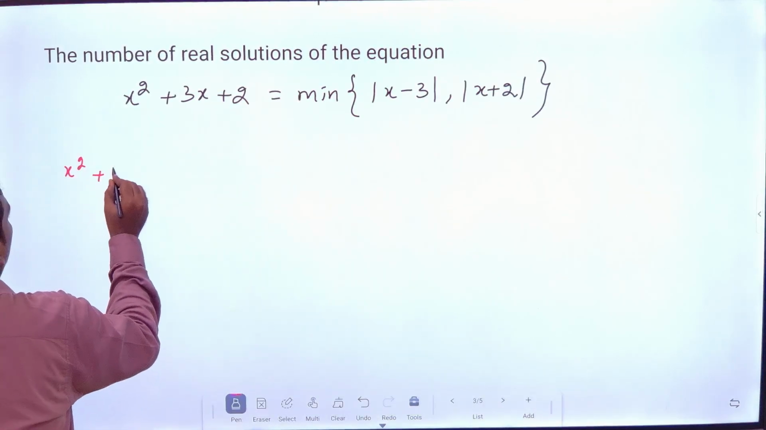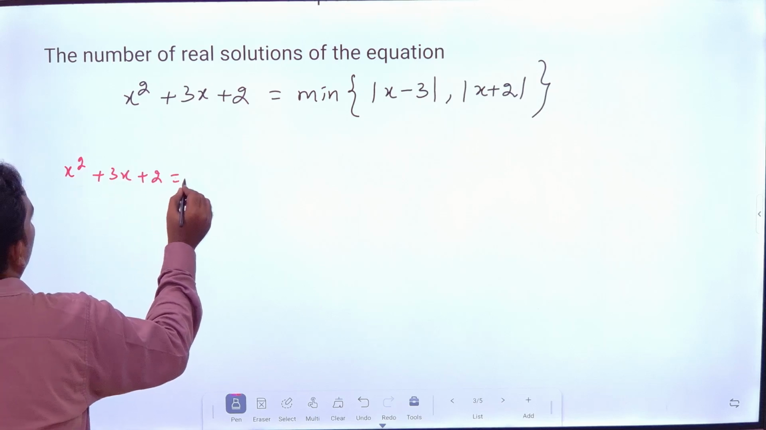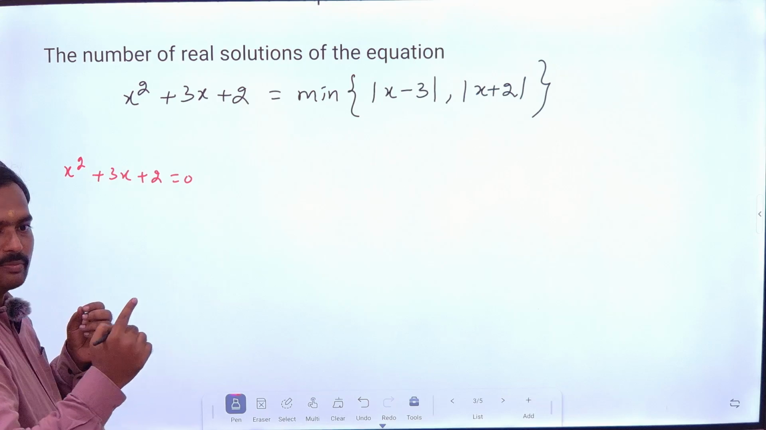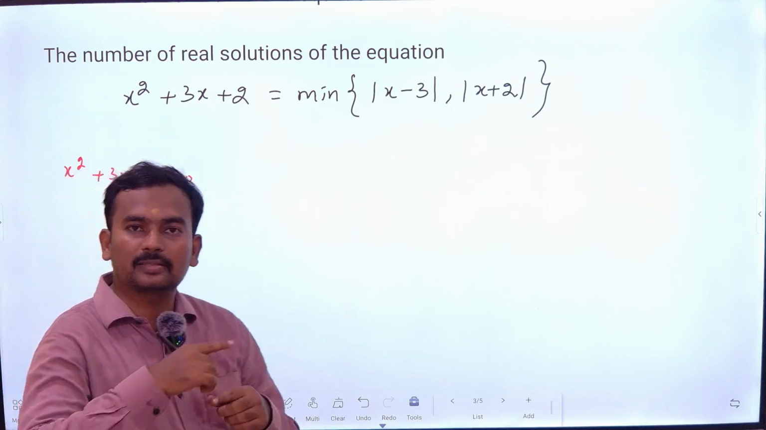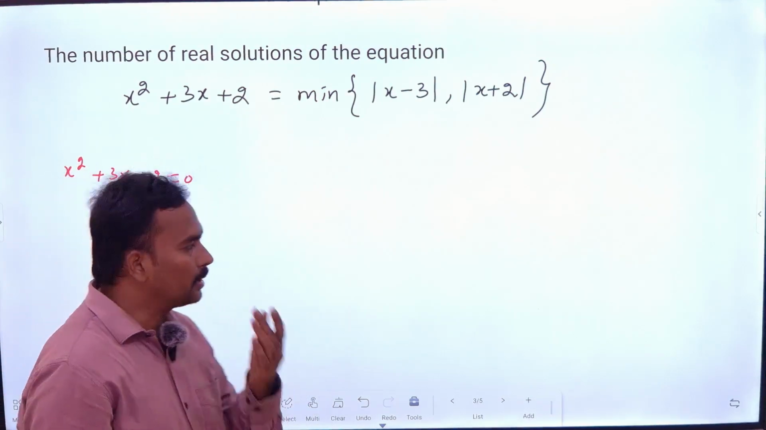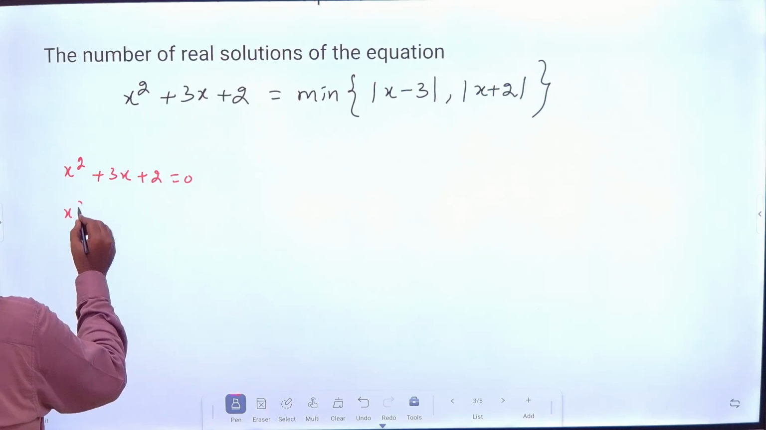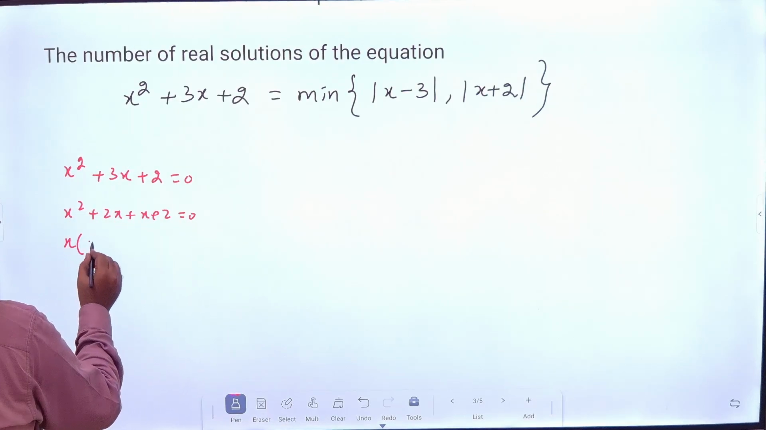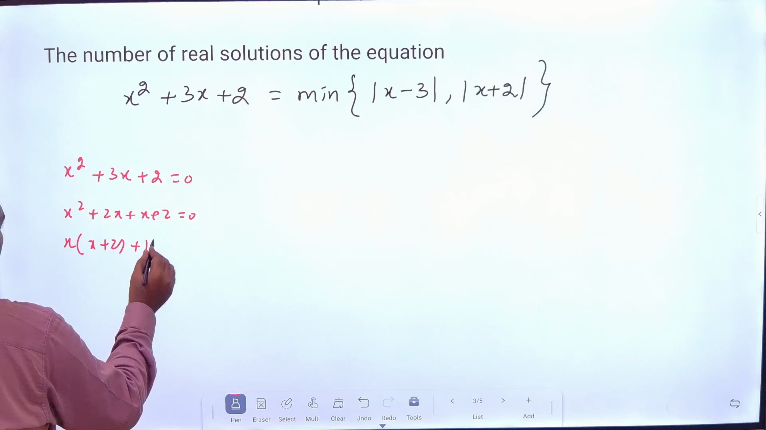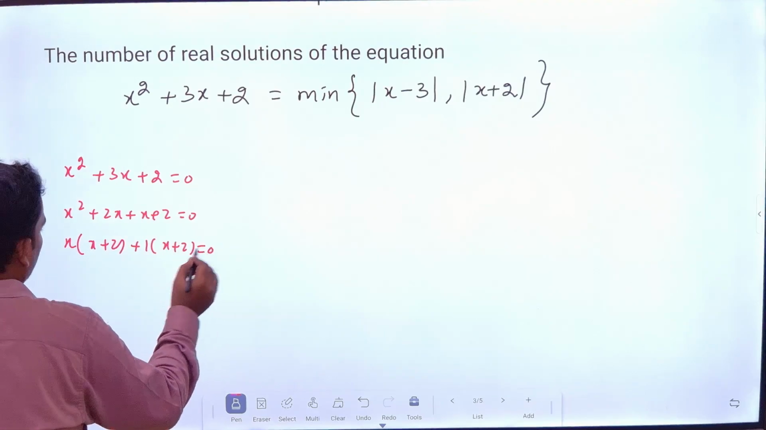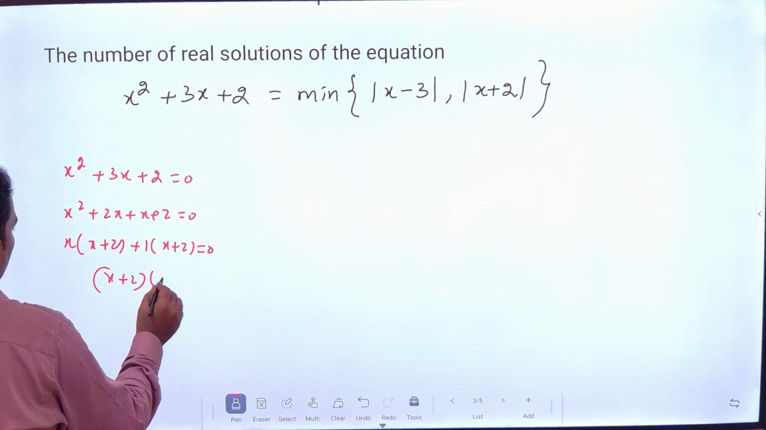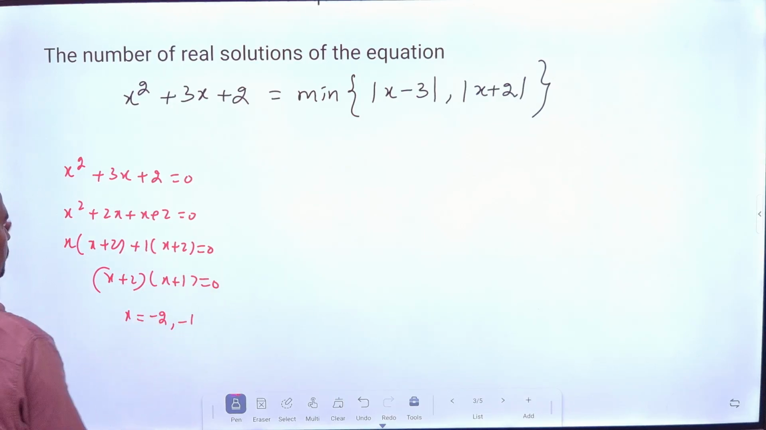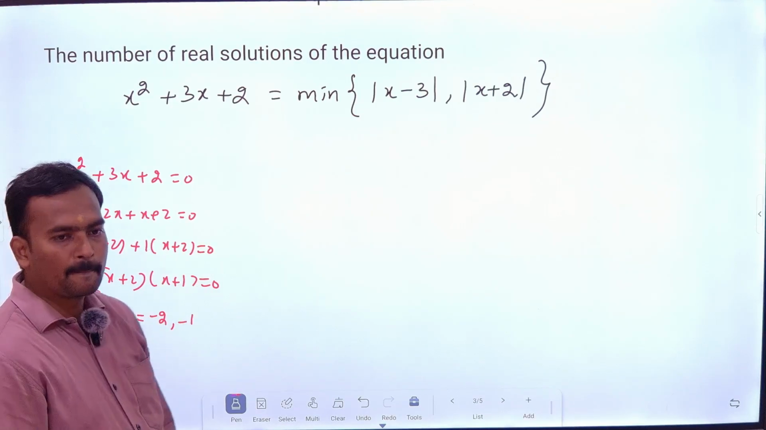x square plus 3x plus 2 equal to 0. First, see where this graph crosses the x-axis. X-axis crossing means it is a solution. Factorize: x square plus 2x plus x plus 2 equal to 0. Taking x common, x into x plus 2, plus 1 into x plus 2, therefore x plus 2 into x plus 1 equal to 0. x equal to minus 2, minus 1 are the solutions.